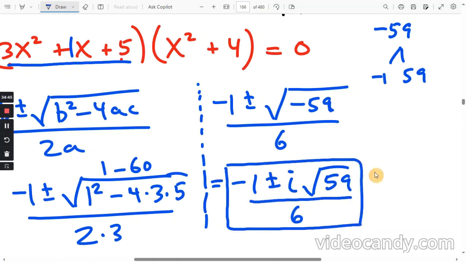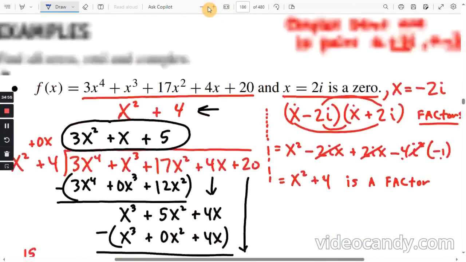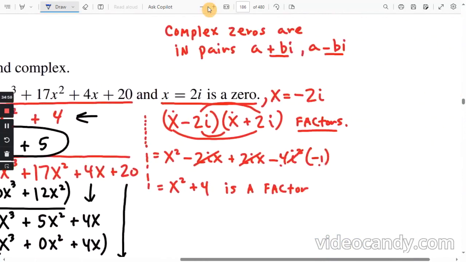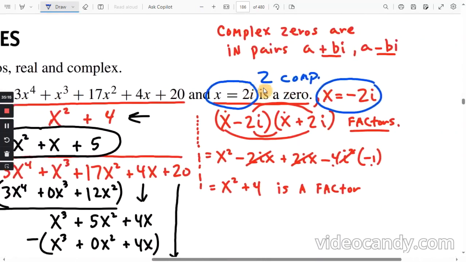All right, so these are going to be two complex solutions. And the originals were also complex. They were x equals 2i and x equals negative 2i. These are also two complex. Remember, the complex solutions are always in pairs. So that's it, 2i, negative 2i.